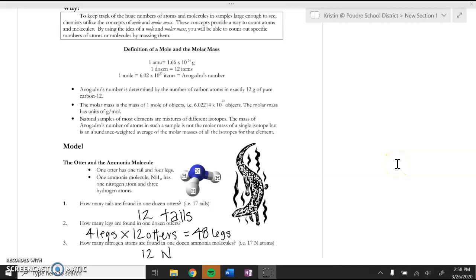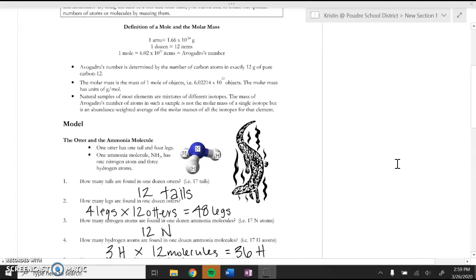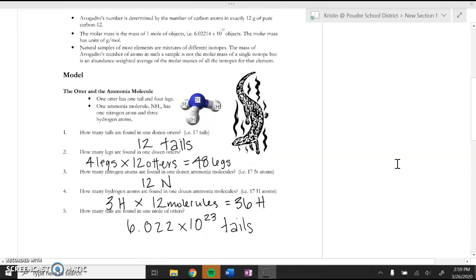All right, you guys, a couple people asked me to go over some of the stuff from this mole and molar mass packet. So I am just going to go over the whole thing briefly, just to make sure that we feel really good about it going forward.